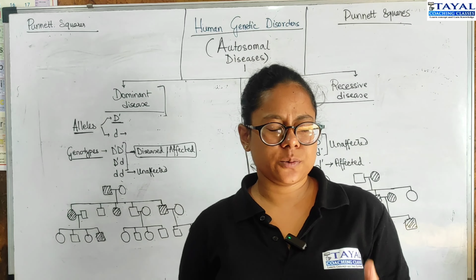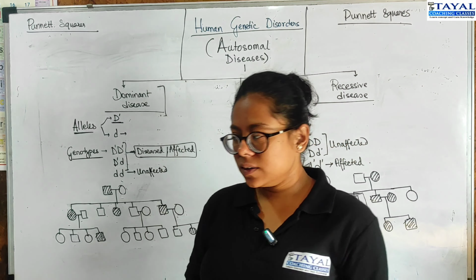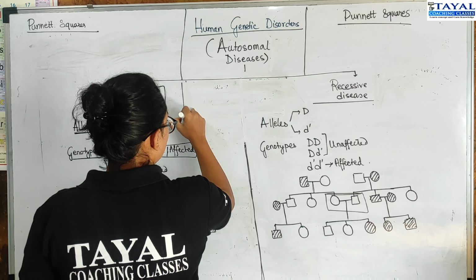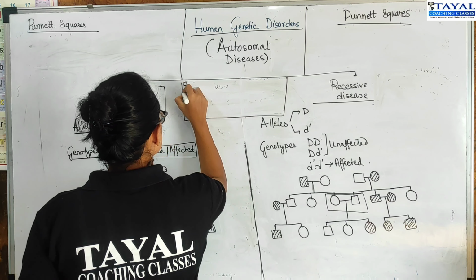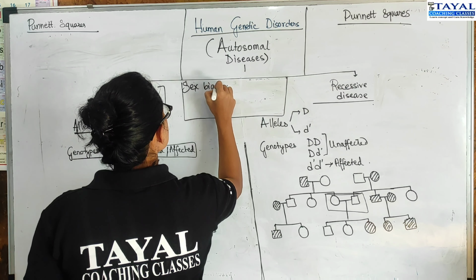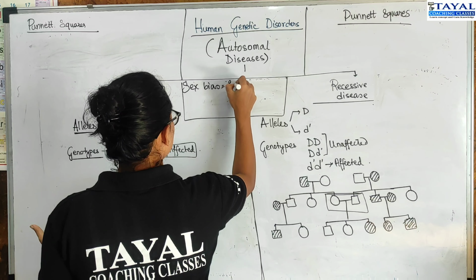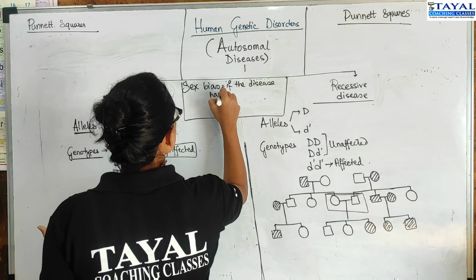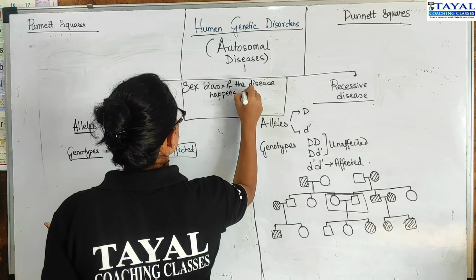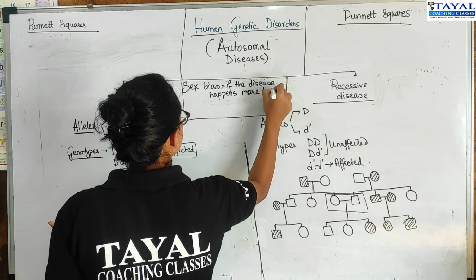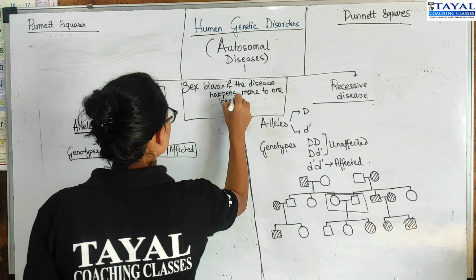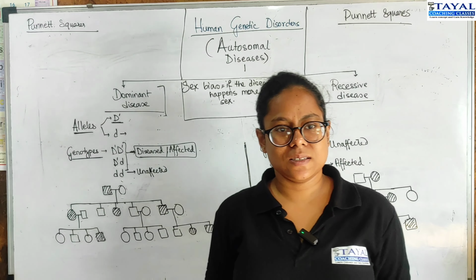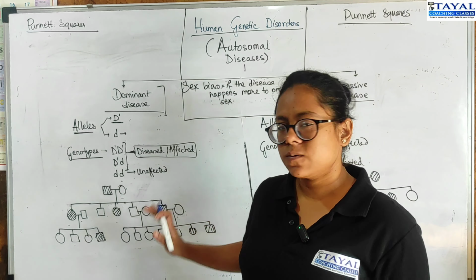The first thing that we should do is understand if there is a sex bias in the pedigree. Okay? So what is a sex bias? It is to check if the disease happens more to one sex. So either males have more incidences of the disease or females have more incidences of the disease, right? So let's look at this family.